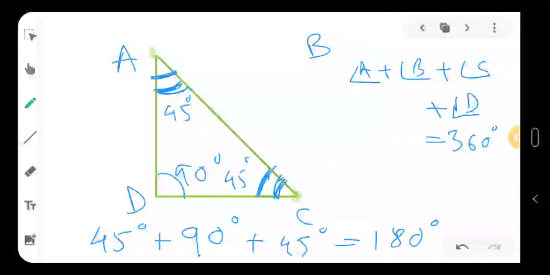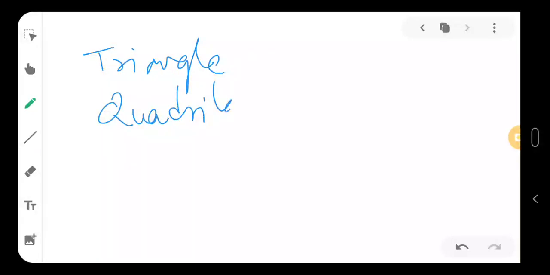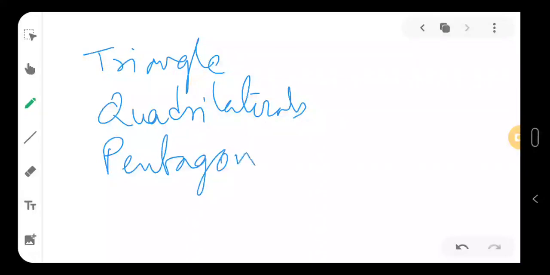Now, we have seen how these angles are formed, but it is very difficult to show this for a pentagon or hexagon. We know that something with three sides is called a triangle, right? Something with four sides is called a quadrilateral. Something with five sides is called a pentagon, and something with six sides is called a hexagon.